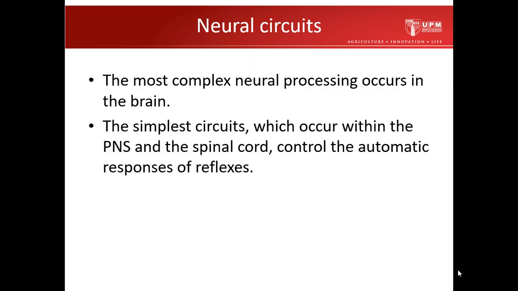The functions of the nervous system depend on the interaction among neurons organized in neuronal pools. The most complex neural processing occurs in the brain, while the simplest happens in the peripheral nervous system and the spinal cord. These two control the automatic responses of reflexes. For this reason, reflexes are the basic building blocks of neural function, as you will see in the next section. So that's it for this topic.